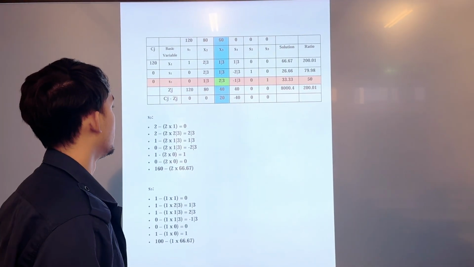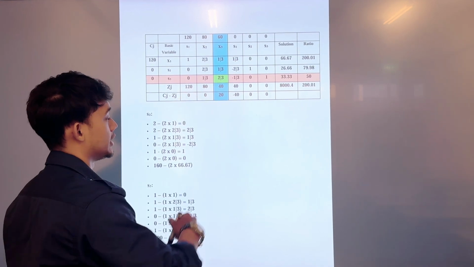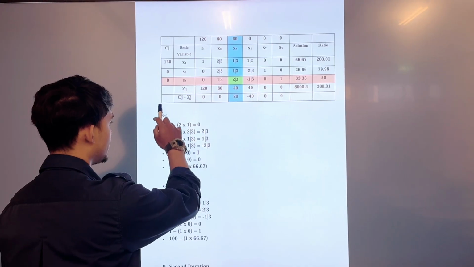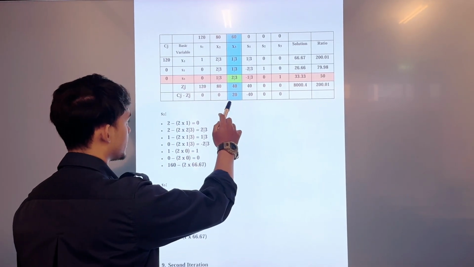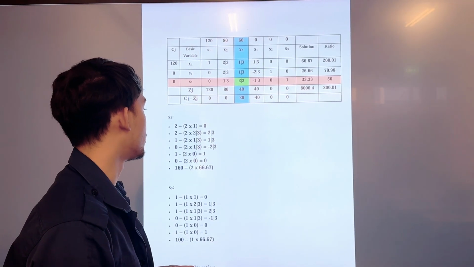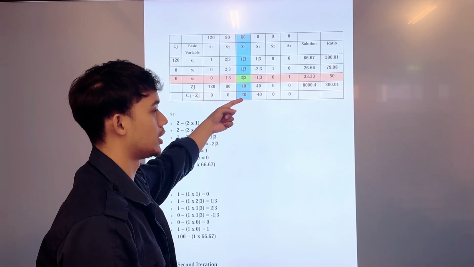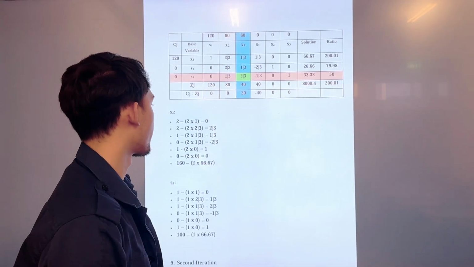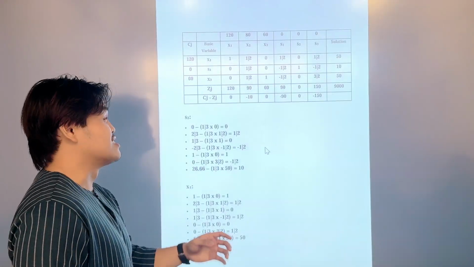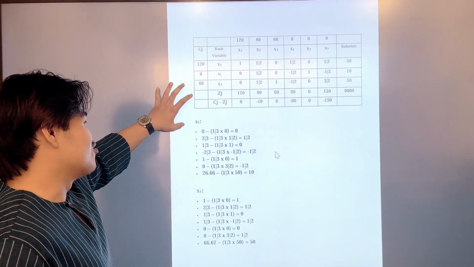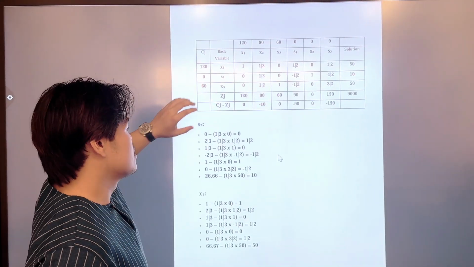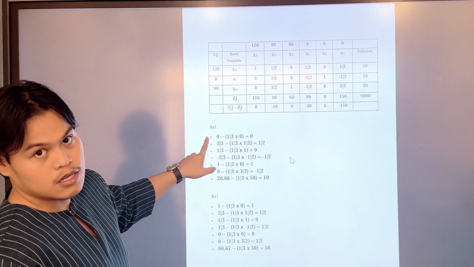After you complete the first iteration, you can do the CJ minus ZJ row. You can see this table is not optimal because this number is not less than 0. You can do the second iteration. For the second iteration, you look at X2. Now you get the answer in X2. You will turn it to this form.